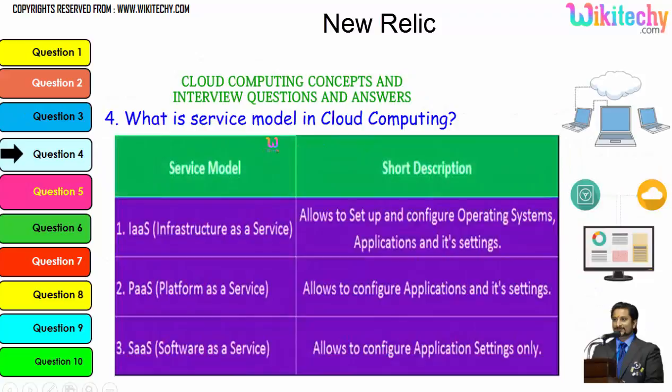Now, the question is, what is a service model in cloud computing? You can see the major service models are three. The first one is infrastructure as a service, which allows you to set up and configure the operating system, application, and its settings. So you will be given a server. Put whatever you want. If you want a different operating system, install it, whatever you can do. Over here, platform as a service.